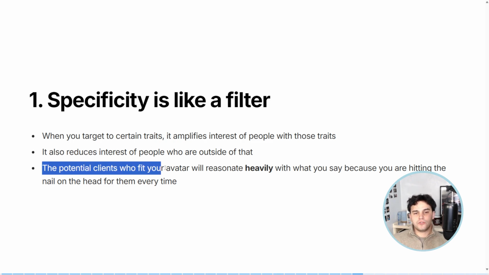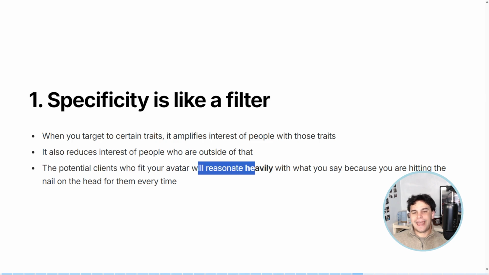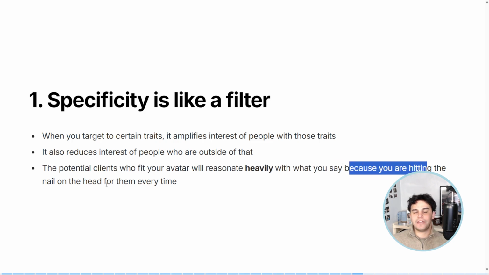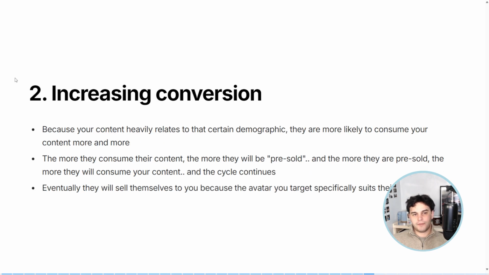So the potential clients who fit your avatar will resonate heavily with what you say and how you say it because you are hitting the nail on the head for them every single time. Because again, you're targeting an ideal niche. Once they resonate with the ideas within that niche, then they're just going to resonate with you. And resonating with you is the most important thing if you want to actually be converting from potential customers and potential clients and just general viewers to actual paying clients. And that brings on to the second point.